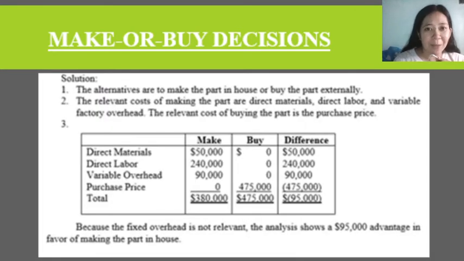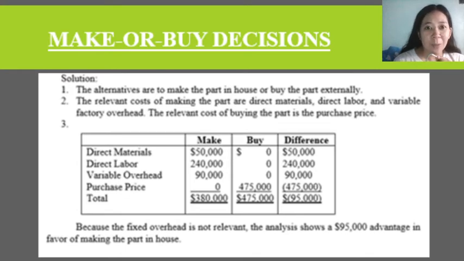To solve, we have here the solution. Number 1, the available alternatives for the company are, number 1, they will make the part in-house, or number 2, they will buy the part externally from the supplier. These are the two options that are available. For the second requirement, the relevant cost of making the part, if they will make it in-house, are of course those which change or differ from the other alternatives. Meaning, we are talking about the variable costs.